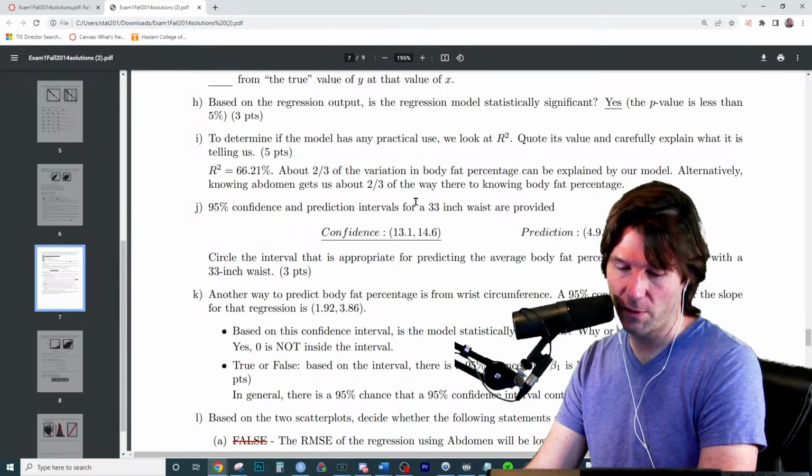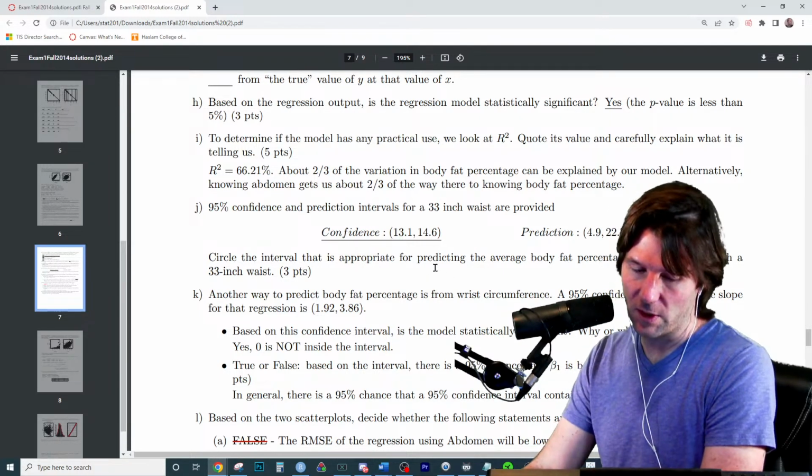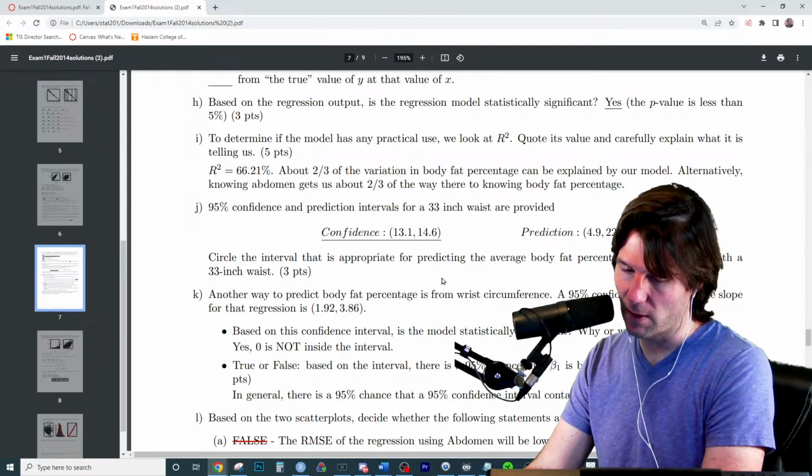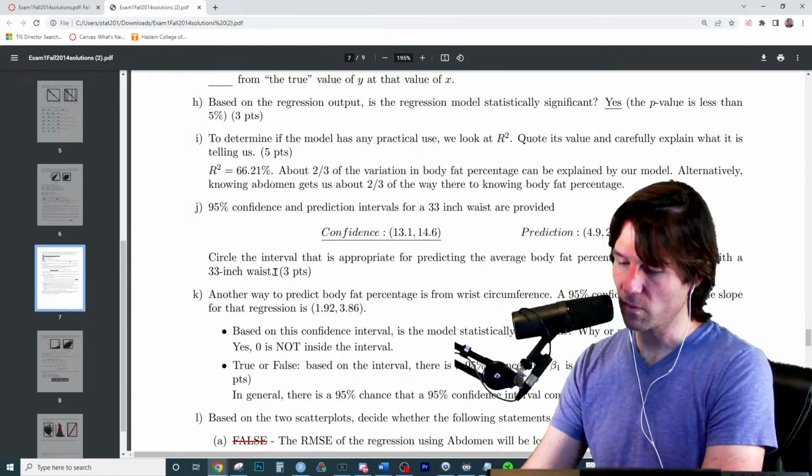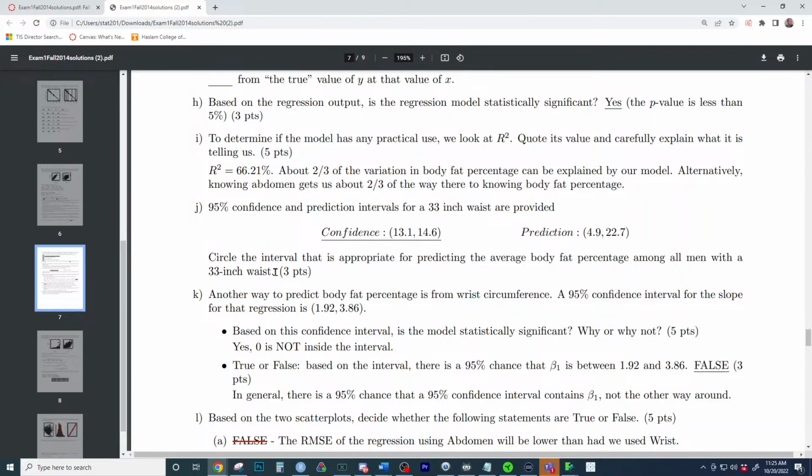95% confidence interval for an interval with... Oh, so this right here, I've never done these by hand. All right, we're not going to calculate these by hand. So the reason this is significant is because if you know someone's abdomen measurement and you know about tons of the variation in their fat, that sounds pretty good to me. Sounds like you understand about 2/3 of the variation, as it says. These are the confidence intervals right here.